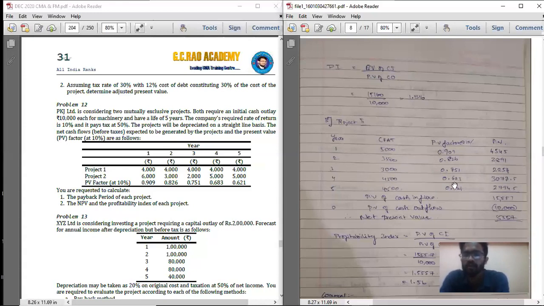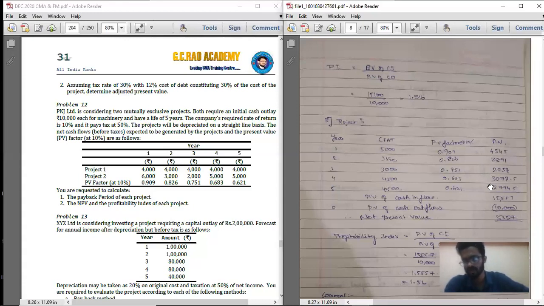And for the fourth year, 4,500 into 0.683, you are getting 3,074. And last year, 4,500 into 0.621, you are getting 2,794. You are adjusting this 0.5 with the fourth year, so in the fourth year you are adding 0.5 and in the fifth year you are not adding the 0.5. So now total all the present values. Use the calculator and total it, you are getting 15,557.